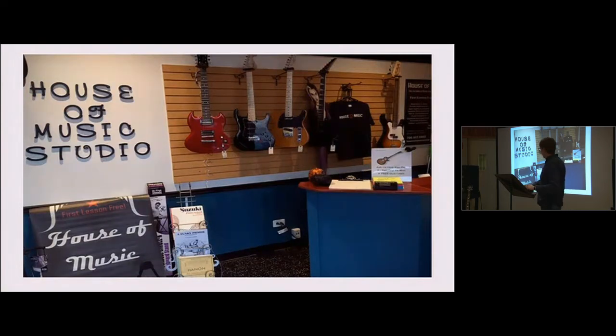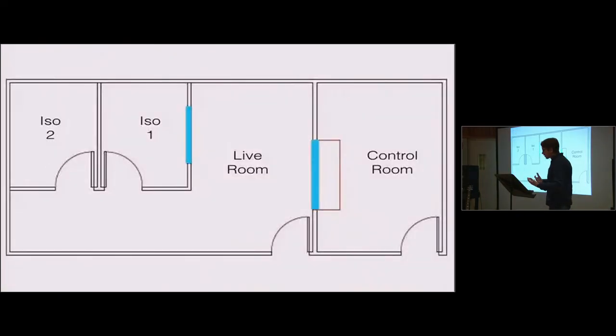So there's the front lobby of the recording studio. Here's a floor plan of the studio. You got your control room and a line of sight right through the live room into the first isolation booth there. A lot of times we put the drummer in the live room and maybe a vocalist or lead guitar in the ISO 1, and then ISO 2 is usually used for overdubs or amp isolation, things like that.